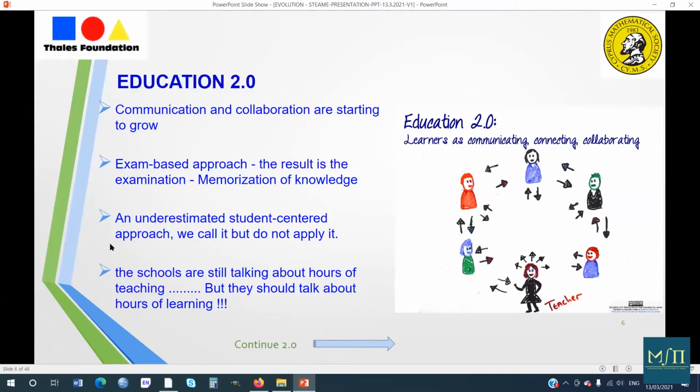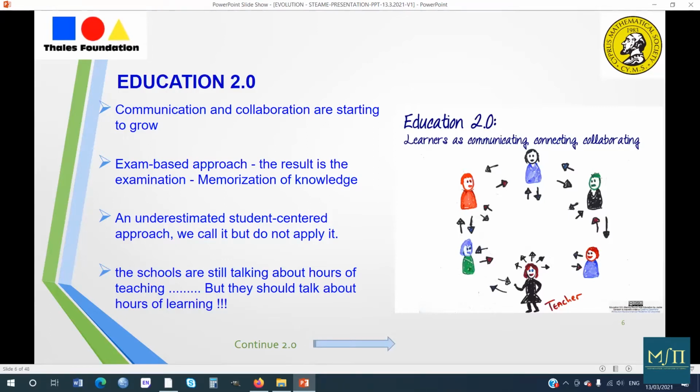So let me go to the third here, an underestimated student-centered approach. We want to have education which is student-centered, not teacher-centered. What do we mean by that? We mean that the target is helping the student to learn, not for the teacher to give a lecture. The goal is the learning of the student. So this is becoming more important. It should be becoming more important.